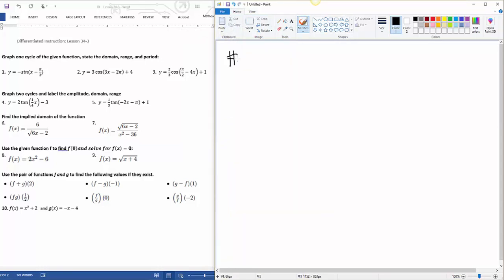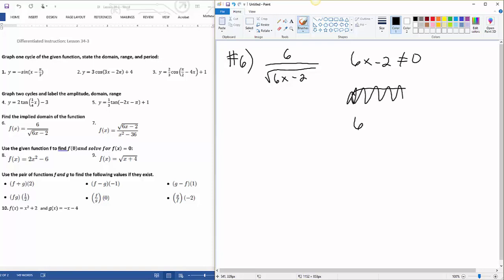Number 6. So it says find the implied domain of the function. So we have to remember what our domain restrictions are, and one of those domain restrictions is dividing by 0. So 6x minus 2 cannot equal 0. The next one is you can't have something negative in a square root. So whatever's inside the square root, 6x minus 2, has to be greater than or equal to 0 because you can't have a negative inside.